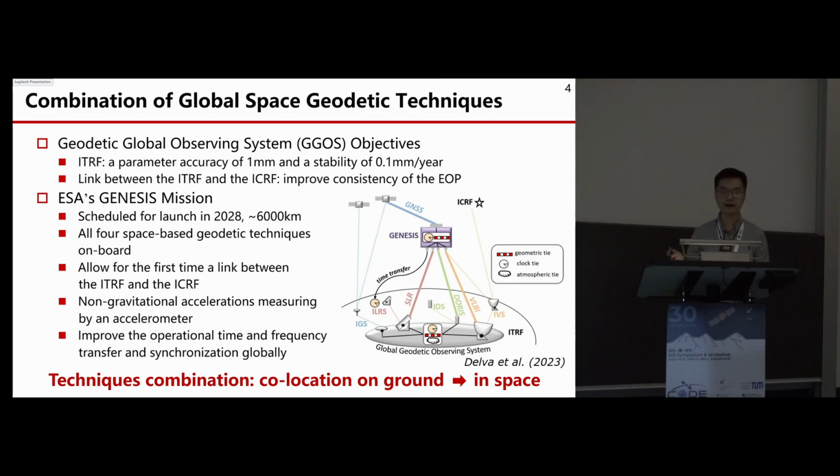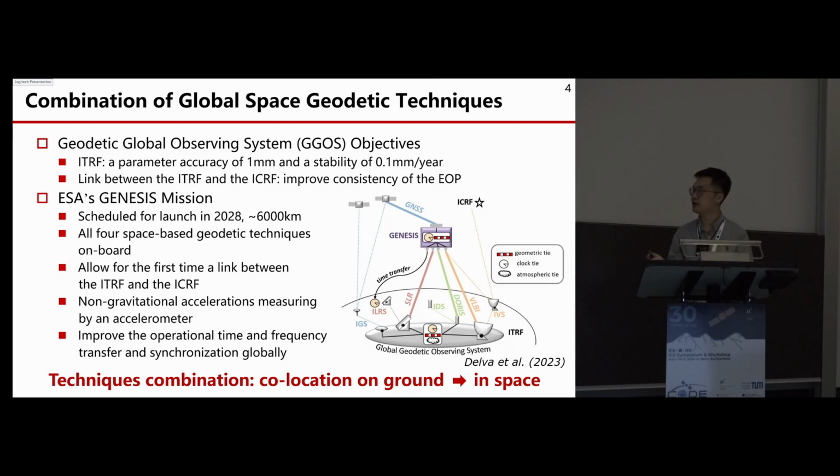And we know that an accurate and stable reference frame is the precondition of the Earth system study. An objective of the GGOS is to realize the ideal RF with an accuracy of 1 mm and a stability of 0.1 mm per year. And this requires the collocation of different techniques. Different techniques are generally combined according to the collocation sites on the ground.